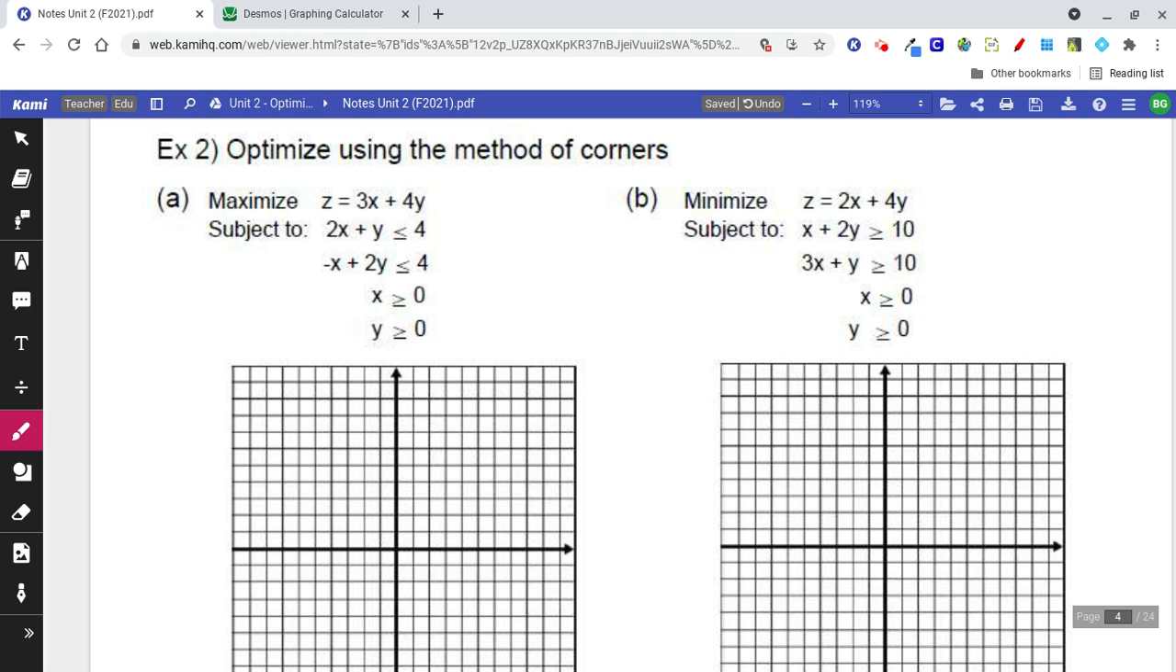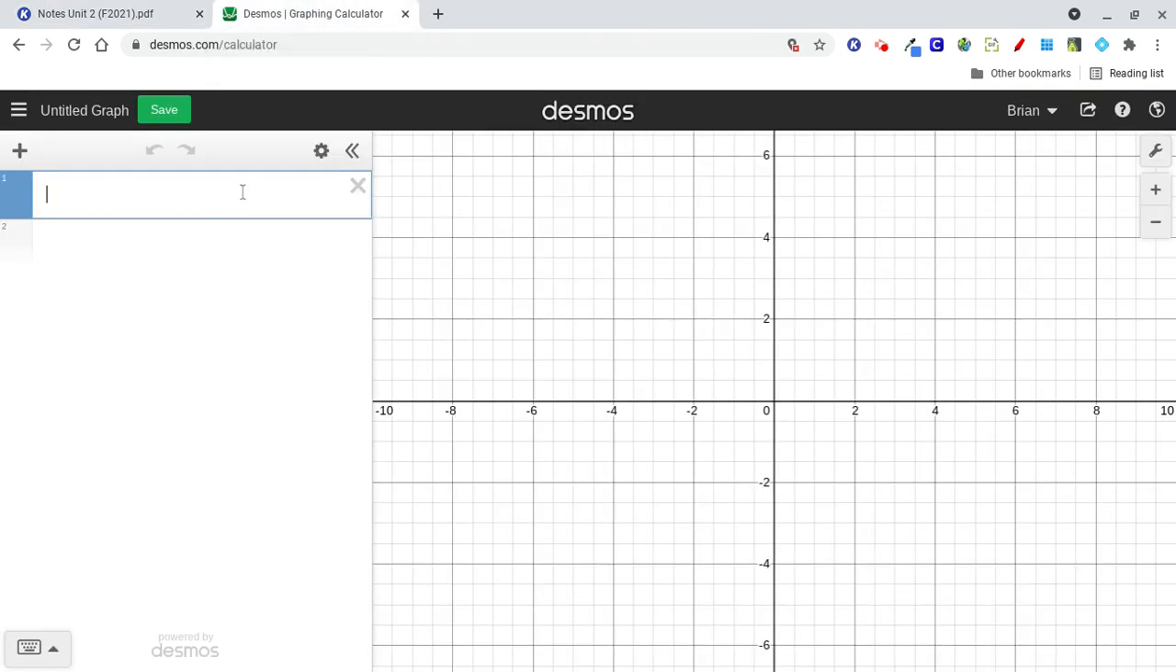Example 2, optimize using the method of corners. So first thing you need to know is we're not graphing the objective function. We're only graphing the constraints. These are your constraints. We're only graphing those. So, sometimes we can use Desmos as kind of a shortcut, I guess. So let's do that.